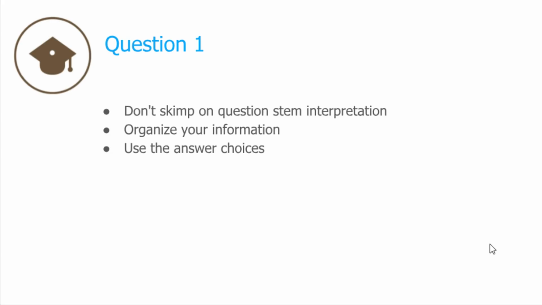So, what can we learn from question 1? Well, first we can learn that we don't want to skimp on our question stem interpretation. If we mix up any of this information, we're really going to struggle here. So we want to invest our time there. We also want to make sure to organize our information. That's kind of related to not skimping on your question stem interpretation. So making sure that it's in a form we can use later.